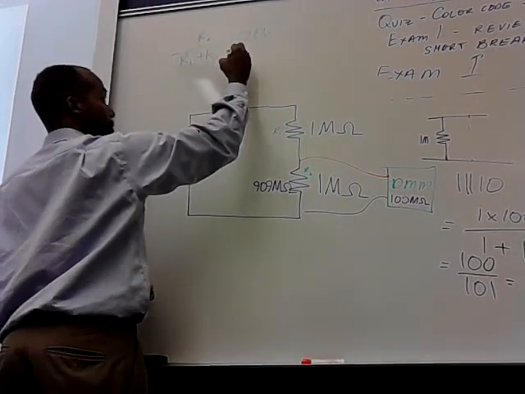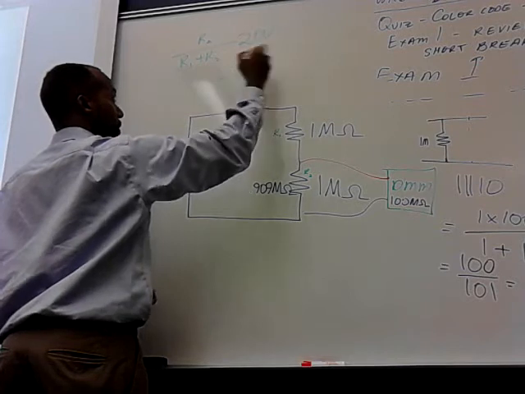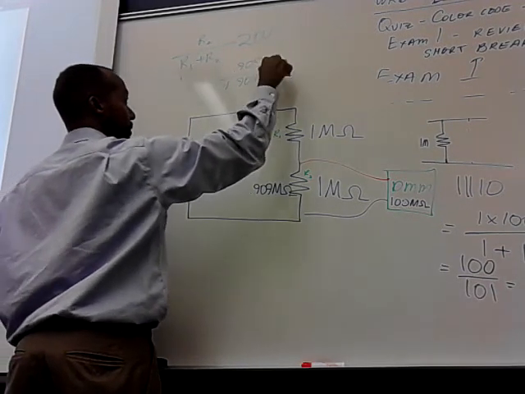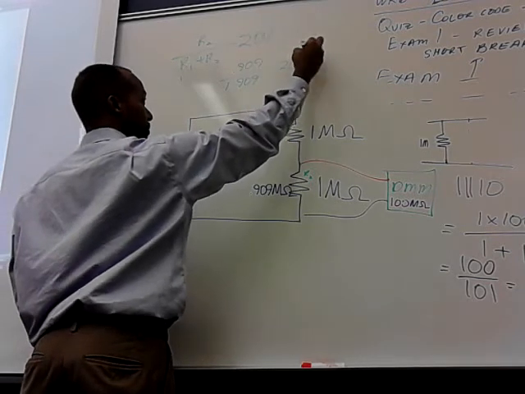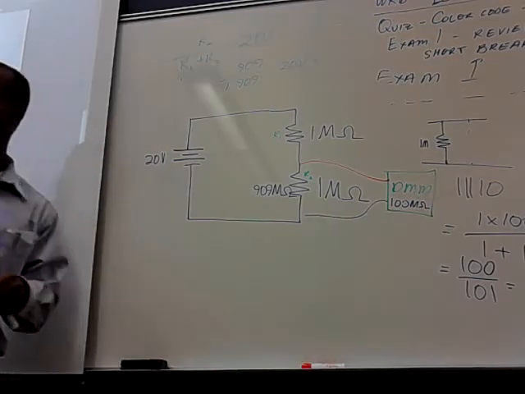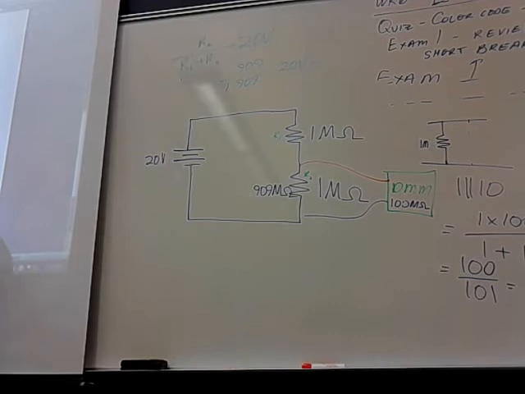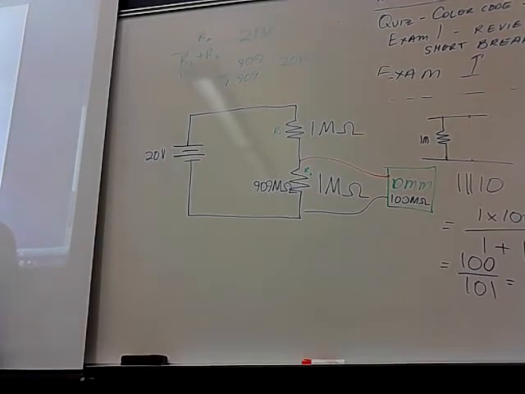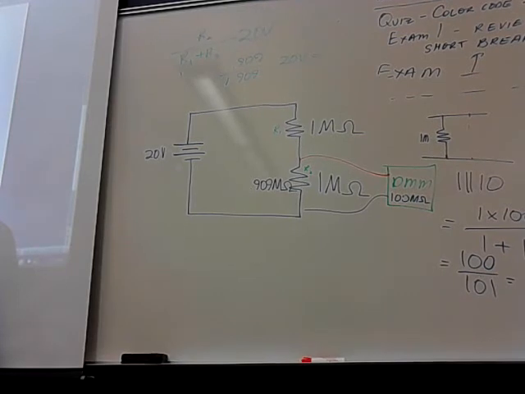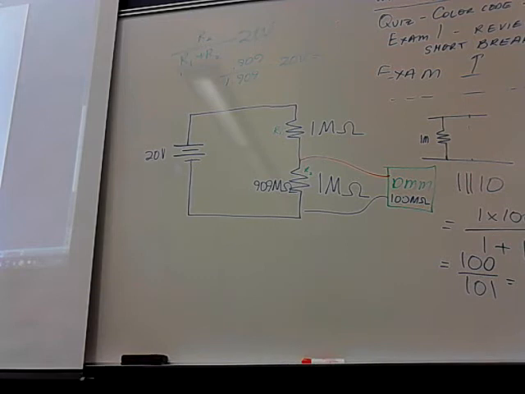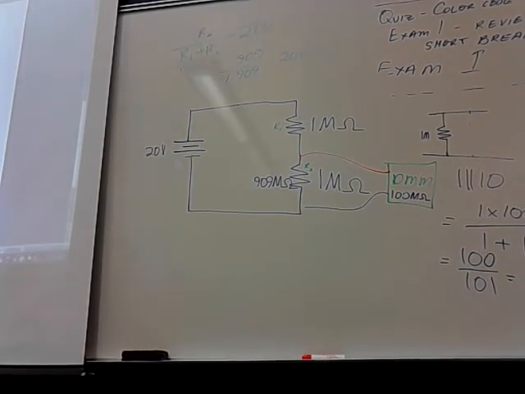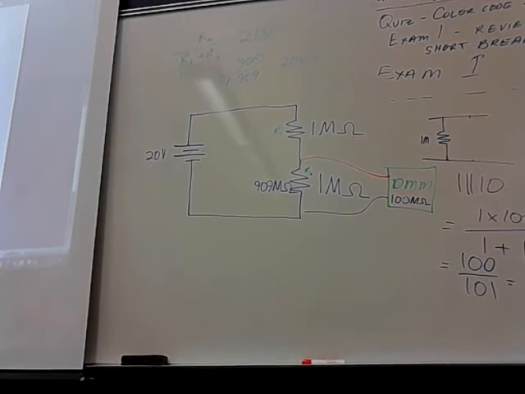Now we know R2 is 0.909. R1 is 1, so that would be 1.909 times 20 volts, which equals what we are measuring. What are we looking for? How many volts will you read if you measure the voltage?